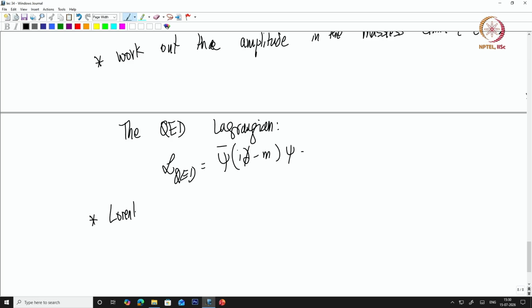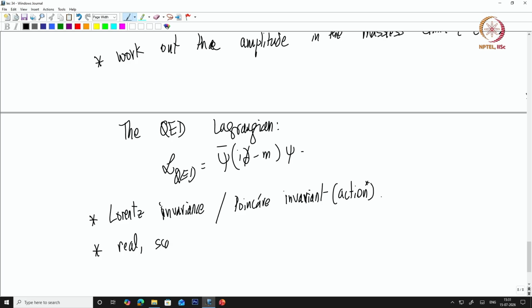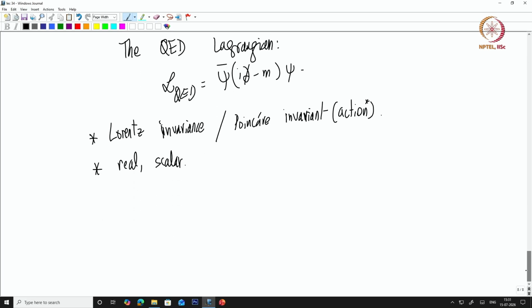It has Lorentz invariance. We can also push ourselves and say that it is also Poincare invariant. Actually the action is real, it is a scalar. So well and good, it is Hermitian, so it keeps unitarity intact.